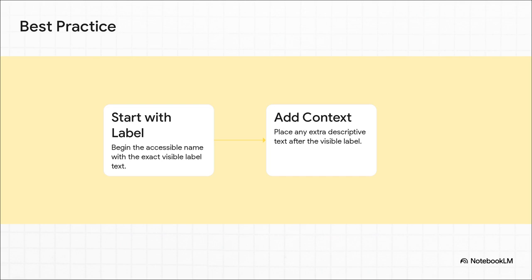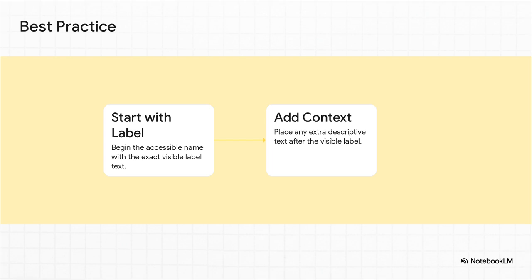So how do you actually do this right? Well, the best way is super straightforward. You start the accessible name with the exact text from the visible label. Then, if you need to add more info, say for a button that just says search, you can add that extra context after the visible text. The accessible name becomes something like search our articles. That way, when someone says click search, it just works.